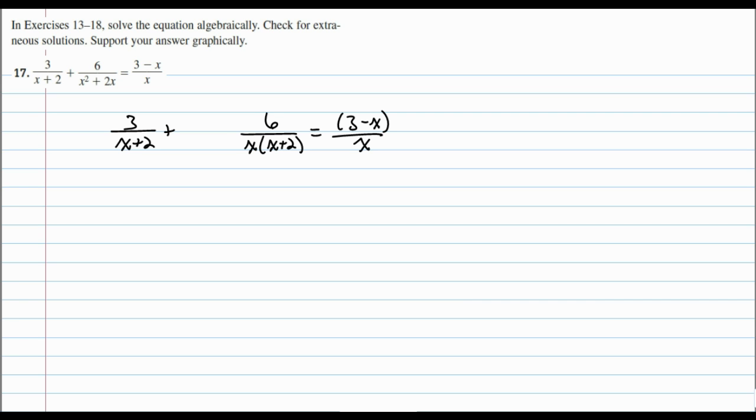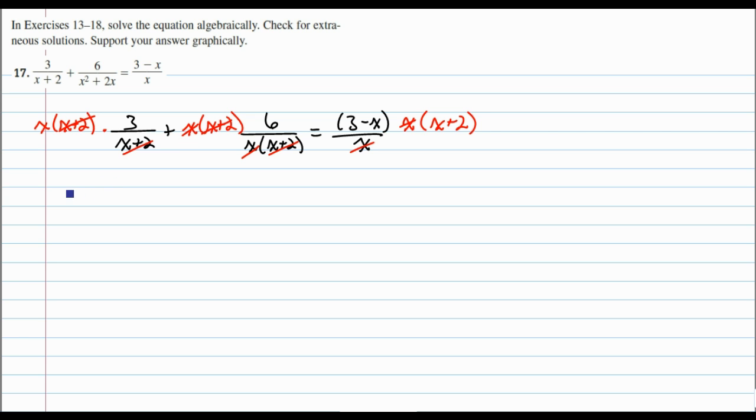So again, I'm going to start with the original equation. I factored out the denominator in the term just to the left of the equal sign, and I can see that the least common denominator is an x and an x plus 2. So each term is going to get both an x and an x plus 2 being multiplied. Now I can cancel out all the quantities that cancel.